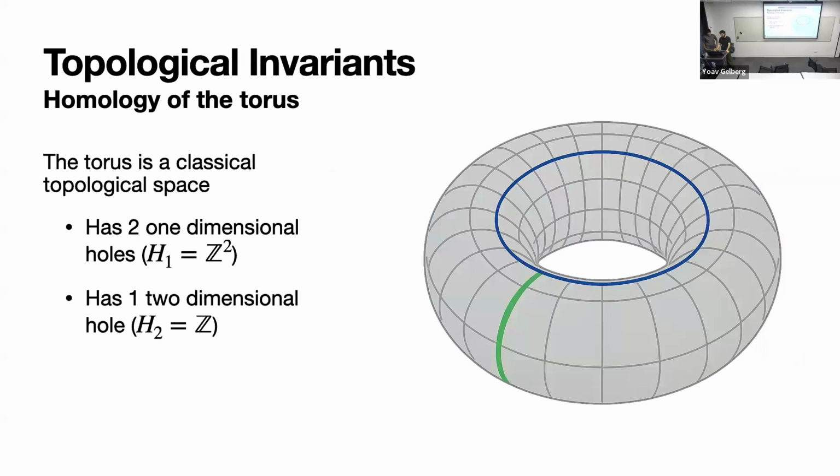So to illustrate homology a little better, let's look at the torus, which is a very classical example of a topological space. The torus has two one-dimensional holes, as you can see in the slide marked in blue and green. And it has one two-dimensional hole, which is sort of the space that it surrounds.